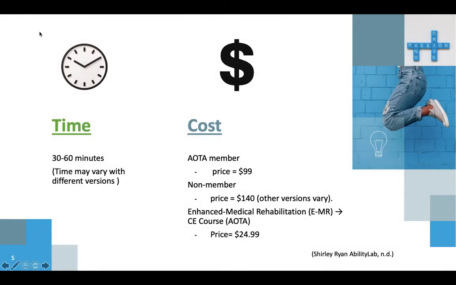The amount of time it takes to administer the activity card sort is approximately between 30 to 60 minutes. Keep in mind that the time varies depending on the version being administered. The cost for the assessment may vary. American Occupational Therapy Association members may purchase this assessment for $99. However, if you are not a member, the price is $140. To learn more about the activity card sort, its administration, and application, please enroll in the Enhanced Medical Rehabilitation EMR Continuing Education course located on the American Occupational Therapy Association website.